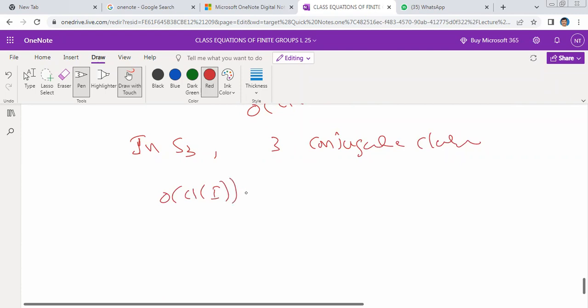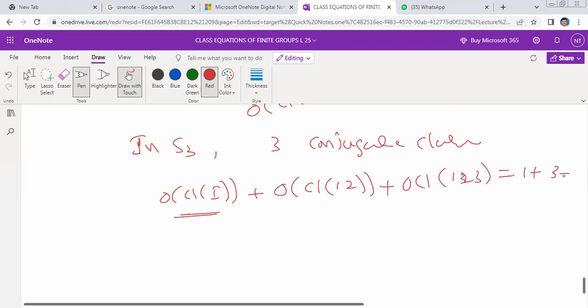Order of conjugate class of identity plus order of conjugate class of (1 2), which is the same as (1 3) and (3 2). Both are the same, so I'm writing only one, plus order of conjugate class of (1 3 2) and (1 2 3). Order of conjugate class of identity is equal to 1. This is 3. This is 2.